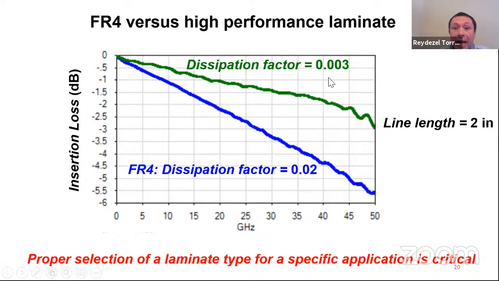However, if we use an improved material that is specifically designed to be applied in high frequencies, the dissipation factor is almost one order of magnitude less than that of the popular FR4. So the proper selection of a laminate for a particular application is important.